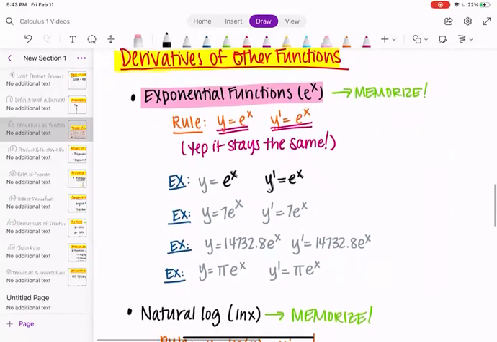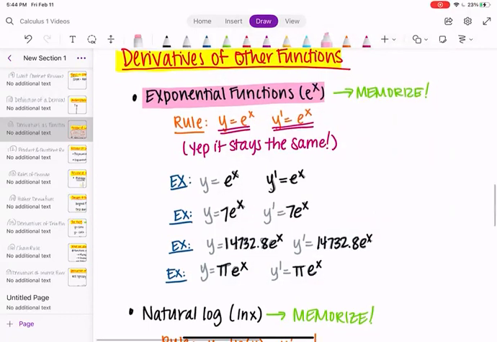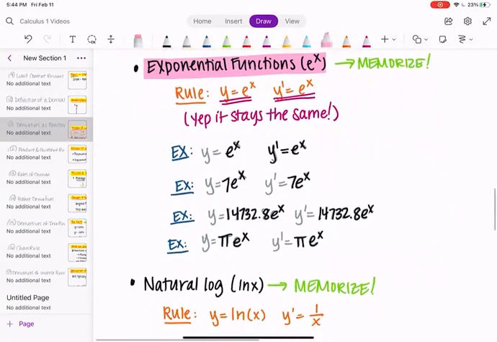Let's see, the next one is 7e to the x, and that's just adding in a coefficient, but remember coefficients stay the same unless they're multiplied. And then here we can add an ugly coefficient, and again, it still stays the exact same. And then the last one, it does not have to be an integer or a decimal. It just stays the same because pi is a number, right? So you just treat it like a normal coefficient. So that's the one rule you have to memorize out of the three, right? So exponential functions, that's the first one you have to memorize. But like I said, it's super easy because it stays the same.